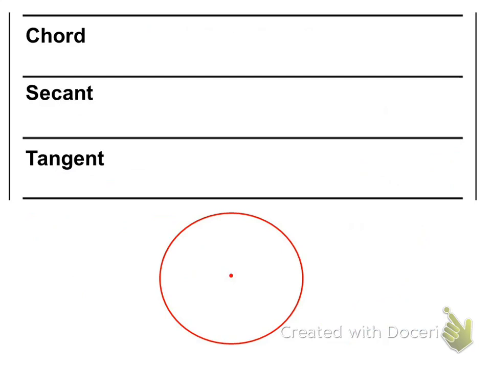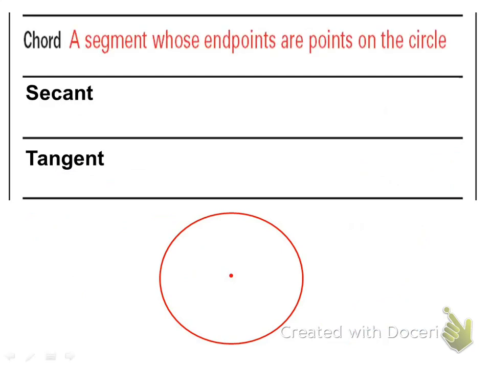All right, chord we've already talked about. A chord is a segment that has both of its endpoints on the circle. Some chords are diameters, but not all chords. For a chord to be a diameter, review with me. For a chord to be a diameter, Brianna, what would have to be true about the chord?